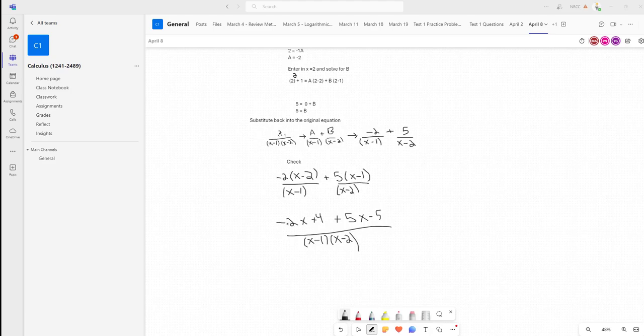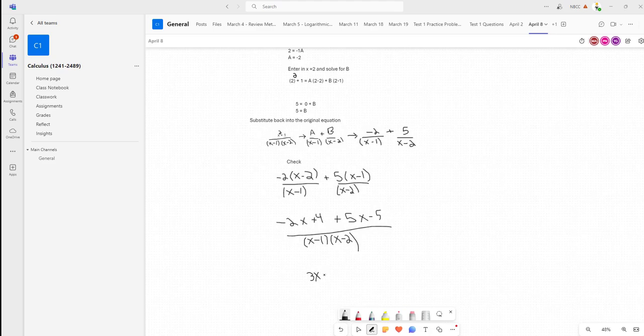Once I do this, I have minus 2 times x, which becomes minus 2x. Minus 2 times minus 2 is plus 4. Then I have 5 times x, so 5x, and then 5 times minus 1, which is minus 5. I haven't written it all out yet, but let's add these together. So I have minus 2x plus 5x, so I have 3x.